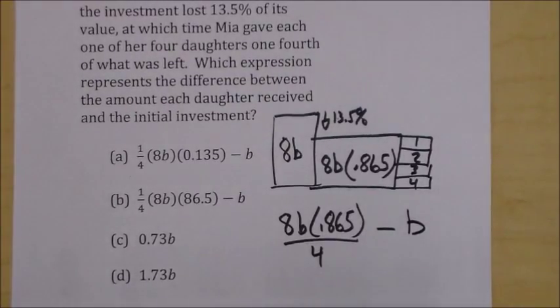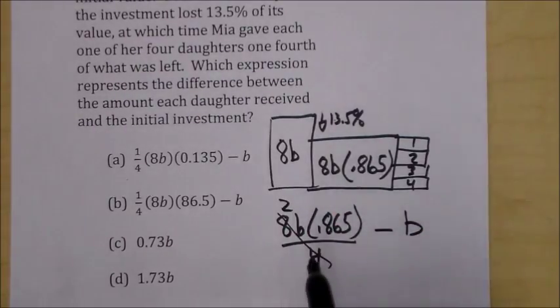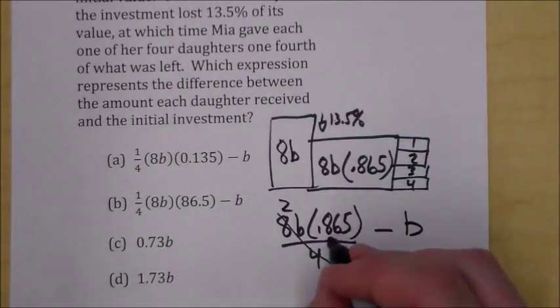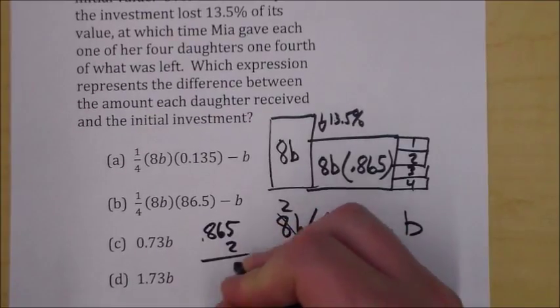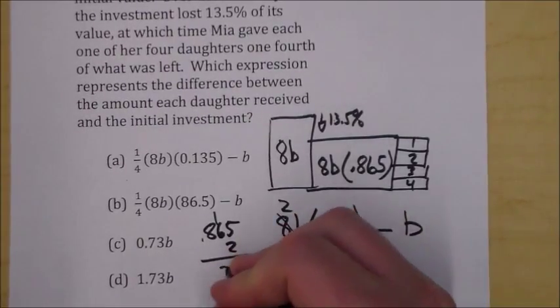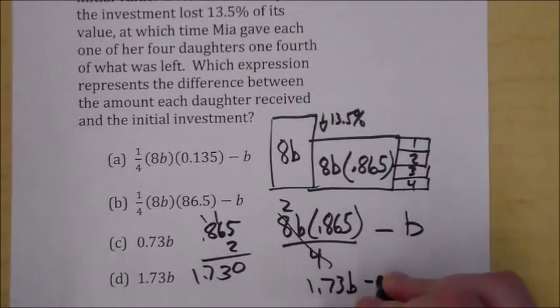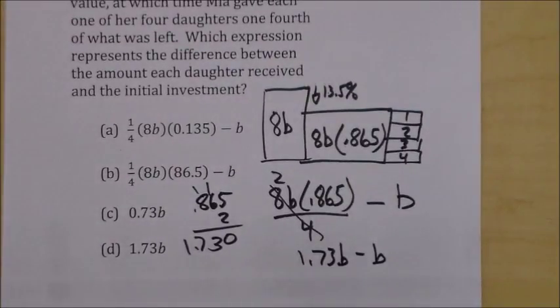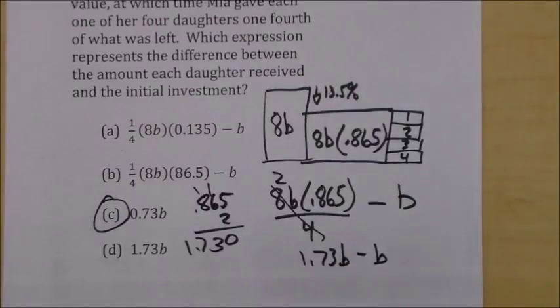Okay. This seems super scary, but it's really not. Simplify that. 8 divided by 4 is 2. So we have 2B times this number minus B. So 2B times this number is just this number twice. So don't get too scared of it. 0.865 times 2: 10, carry the 1. 13, carry the 1, 17. So it's 1.73B minus B, and B is equal to 1B, so our answer is C. And we're good. Question 7.